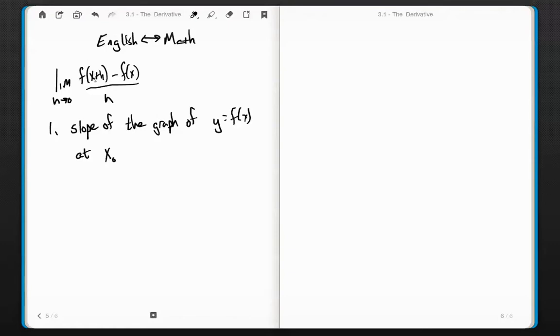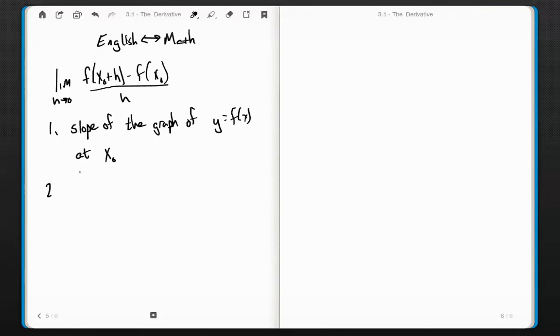So let's put an x naught there. That's sloppy, but that's okay. That's supposed to be an x naught. Just for the sake of the notes, I'm going to clean that up a little bit. But I'm not going to take the time to edit this out because that takes hours once I make any edits. I'm going to try to do this in one take. This is going to be f of x naught plus h minus f of x naught all over h. That's the slope of the graph of y equals f of x at x naught.